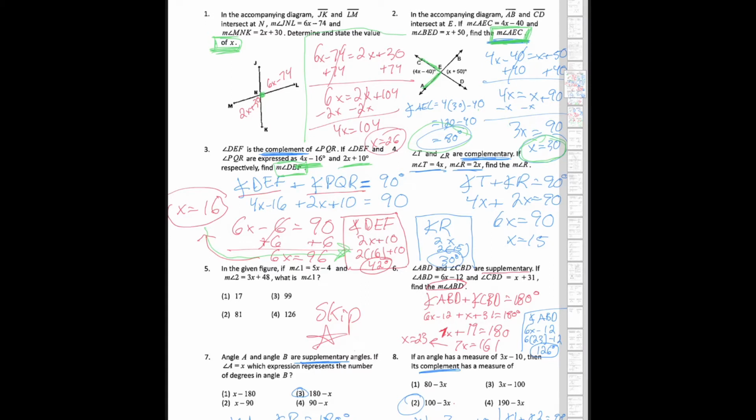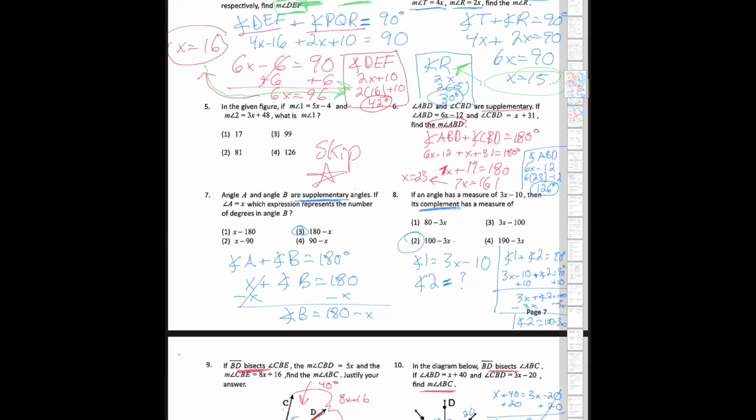Number four. Angle T and angle R are complementary. If angle T is 4x and angle R is 2x, find the measure of angle R. So same concept here. We take those two algebraic expressions and add them together and set it equal to 90 degrees. When we do that, you see the work here, we get x equals 15. Now we take that, plug back in for angle R. Angle R was equal to 2x. So 2 times 15, angle R is equal to 30 degrees.